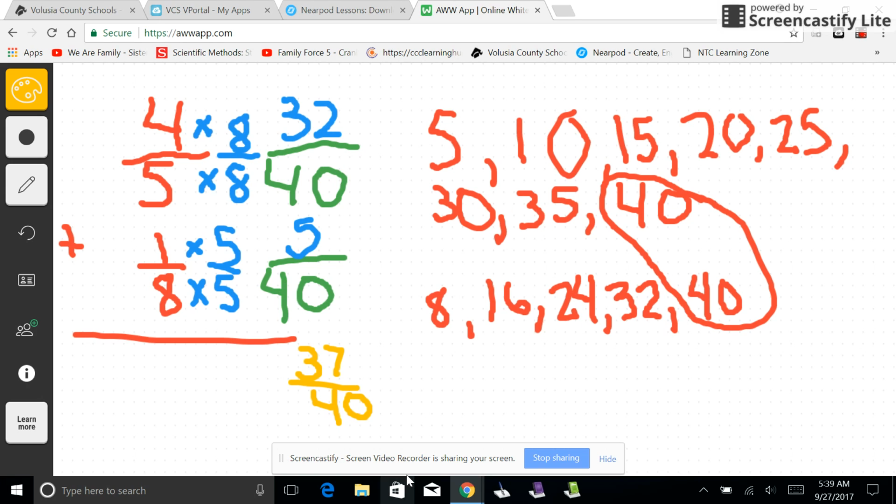Now, you look at this and say, is there anything that can go into 37 besides 1 and 37 to make this smaller? If you think about the factors, the only two factors that can multiply together to get 37 are 1 and 37. So this is in the simplest form, and that's where you would stop.